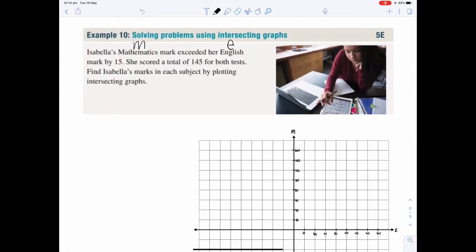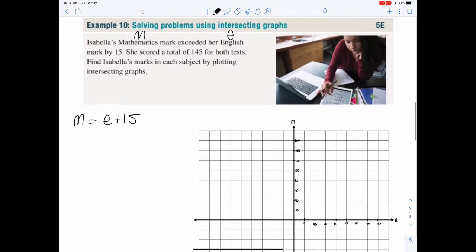Now we know that Isabella's mathematics marks exceeded her English mark by 15. So mathematics equals English plus 15. Okay, so whatever she got in English plus 15. Now her other one is the total of 145 for both tests. So mathematics plus English equals 145.